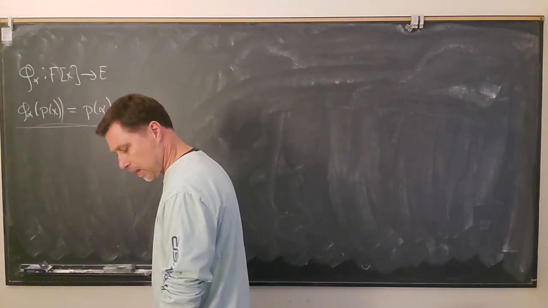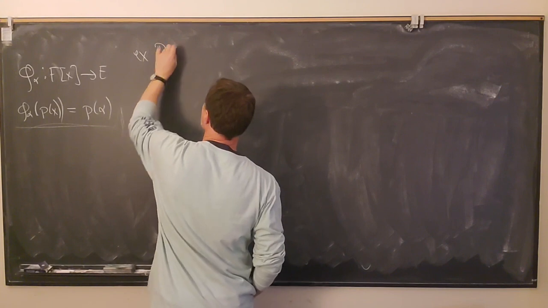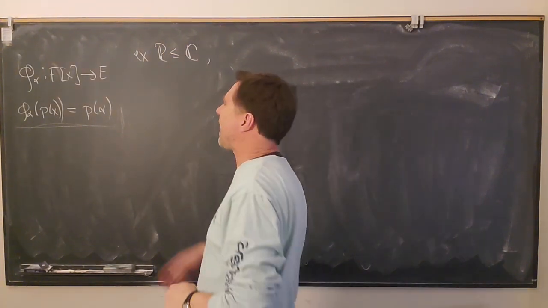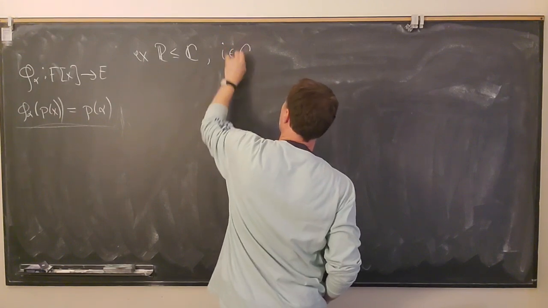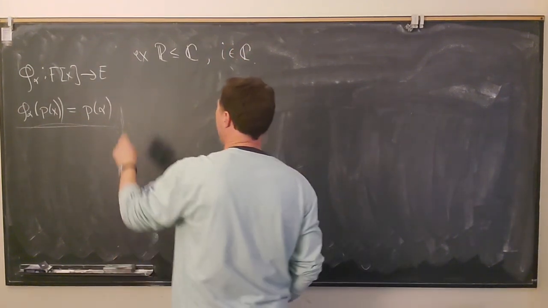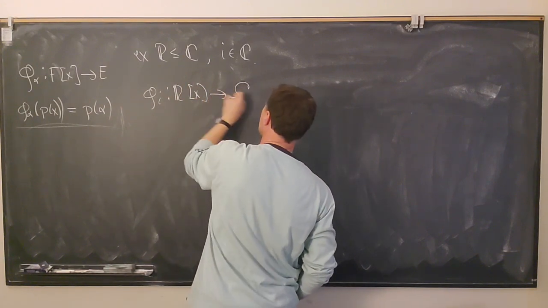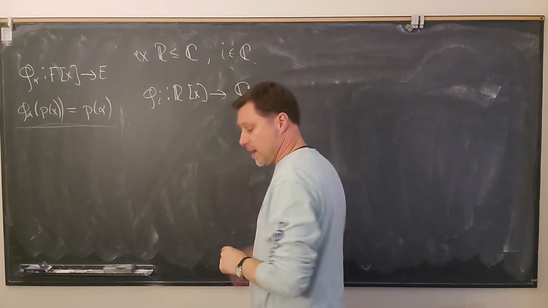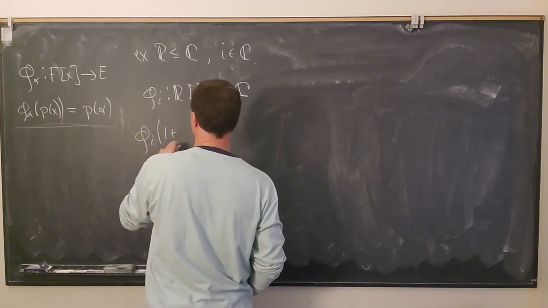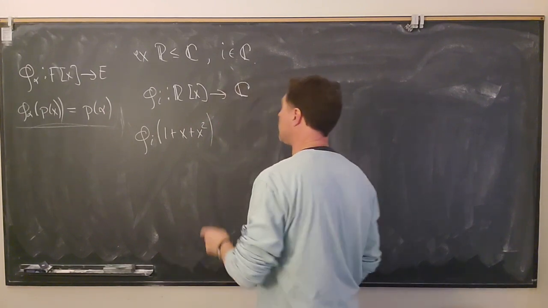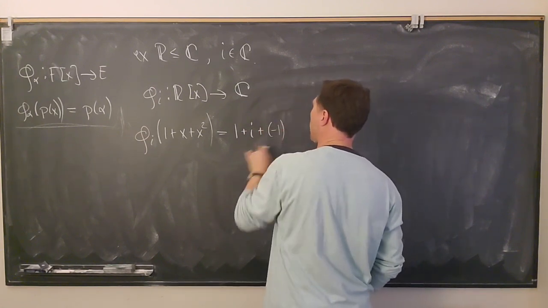Let me just give you a couple of examples. So let's look at R, which is a subfield of C, and then we need to choose, remember, the alpha is chosen in this field E. Let's take i. All right, there's an element of C. So let's look at evaluation just in this setting. So phi sub i is then a homomorphism from R bracket x to C. Right, so this is a homomorphism. And so for example, phi sub i of 1 plus x plus x squared is going to give us 1 plus i squared, which is negative 1, and so we just get i.